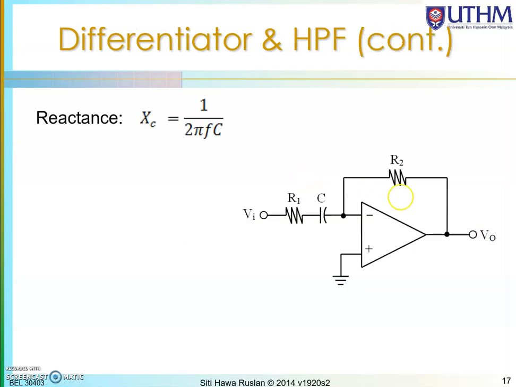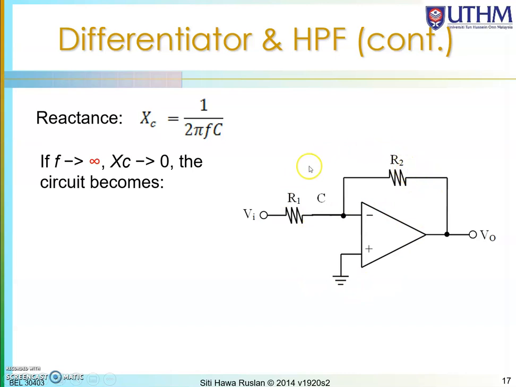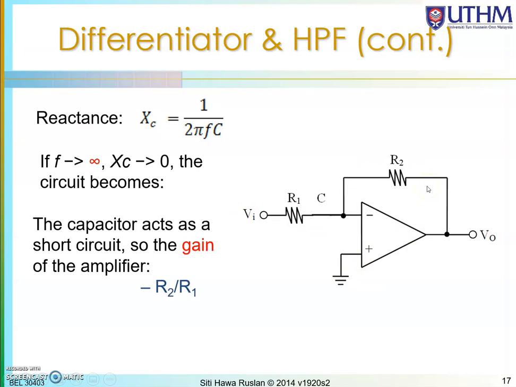Okay. Again, since there is a capacitor, this is the reactance of the capacitor. If we put F in this equation, suppose the F is infinity. Okay, 1 divided by infinity, your reactance will be 0. So meaning that it is a short circuit over here. If it is a short circuit over here, this circuit, R2 over R1, this is VI, this is actually an inverting amplifier. So if it is an inverting amplifier, the gain will be minus R2 over R1.